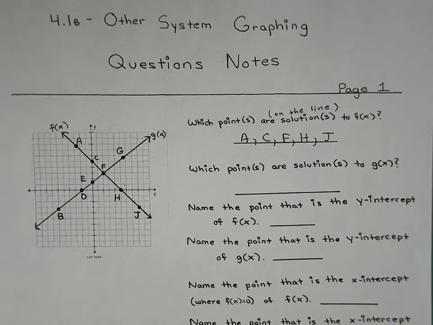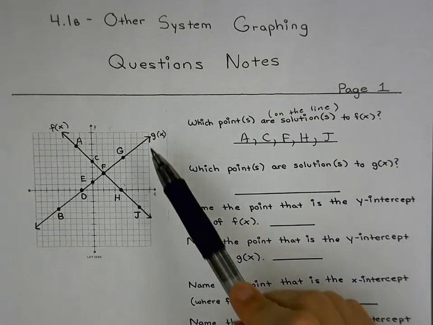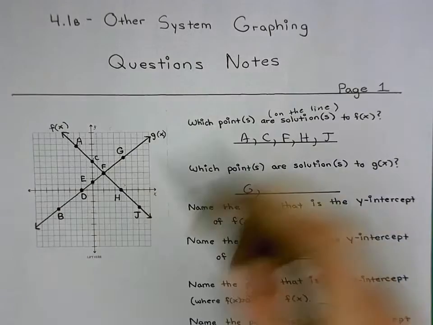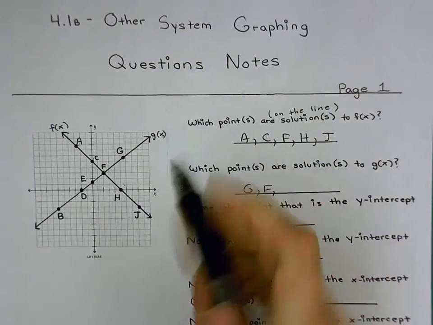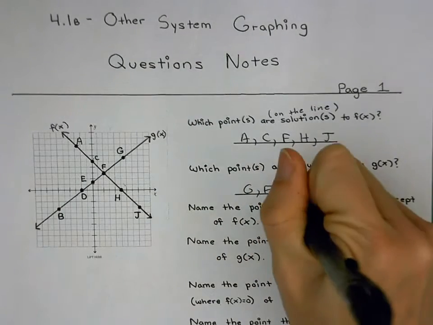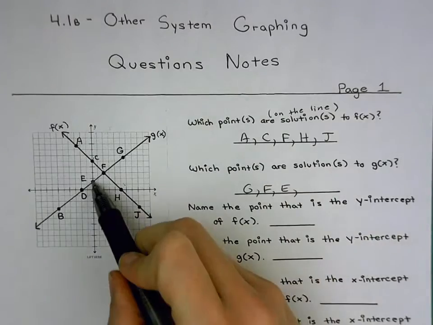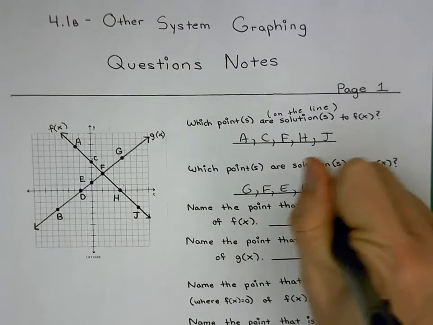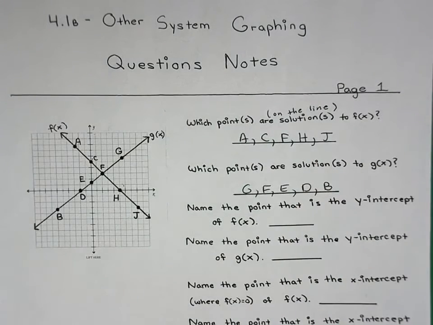The second one is the same question, just asking us about g of x. So which points are solutions to g of x? Well, it's asking you which points are on the line of g of x. As we trace along g of x here, we've got G, and F, and E, and D, and B. Those are your solutions to g of x.